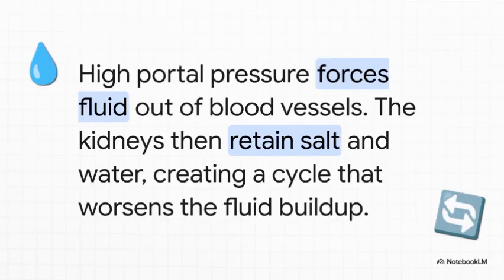What's happening here is really a classic two-hit mechanism. First, that intense pressure in the veins literally squeezes plasma fluid out of the blood vessels and into the abdominal cavity. Then, as a second hit, the body gets confused. It senses this fluid shift as low blood volume and freaks out, triggering the kidneys to hold on to salt and water. This just creates a vicious cycle, pouring even more fluid into a system that's already overflowing.